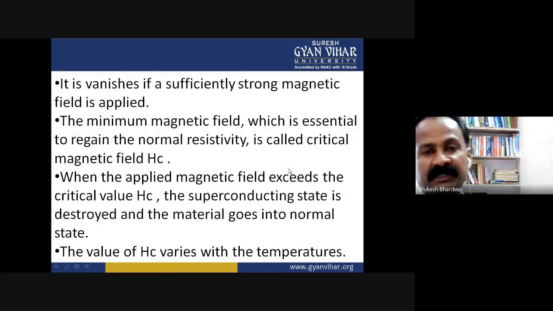Superconductivity vanishes if a sufficiently strong magnetic field is applied. The magnetic field which is essential to regain the normal resistivity is called the critical magnetic field. When the applied magnetic field exceeds the critical value, the superconducting state is destroyed and the material goes into the normal state. The value of the critical magnetic field varies with the temperature.